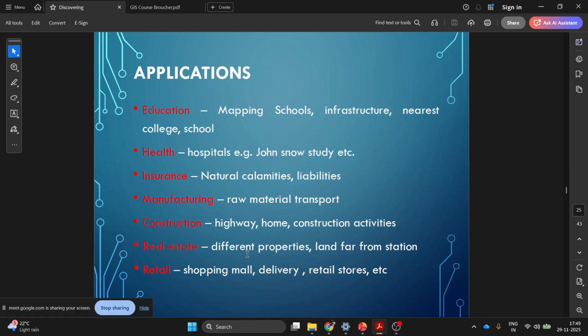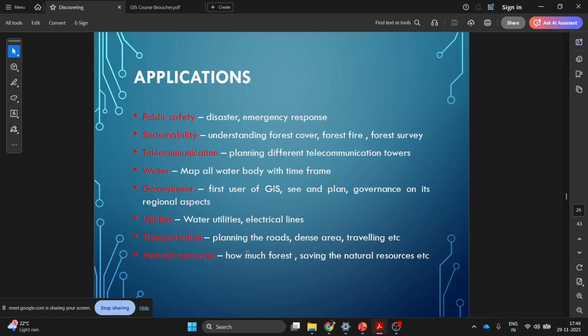And also retail. For example, now we are using many delivery services, right? Blinkit and other such things. So retail problems like shopping malls and delivery can also be solved using GIS, geographic information system. And also public safety, for example, disaster management and emergency response, and one other important thing is sustainability. For example, forecasting the forest cover.